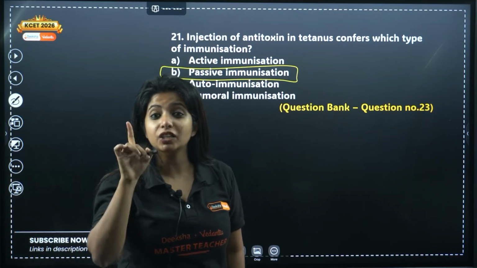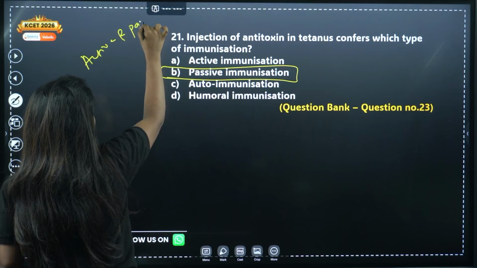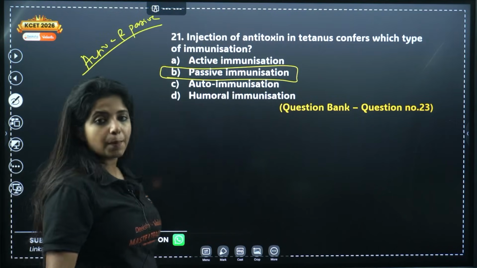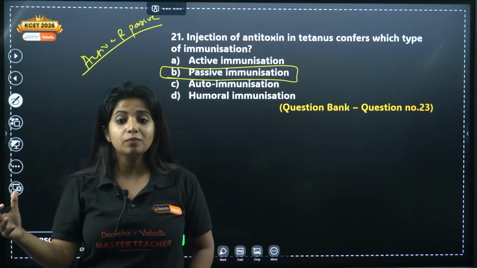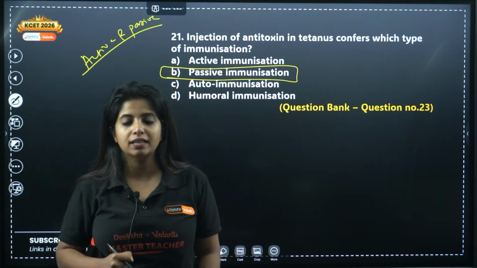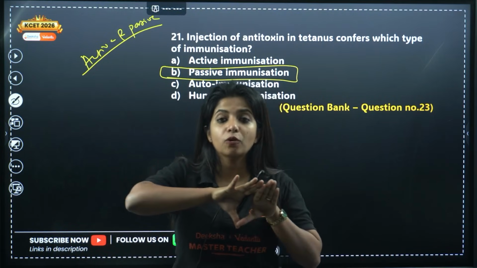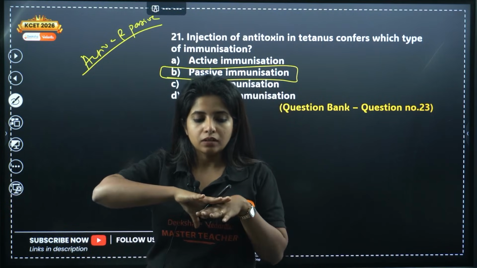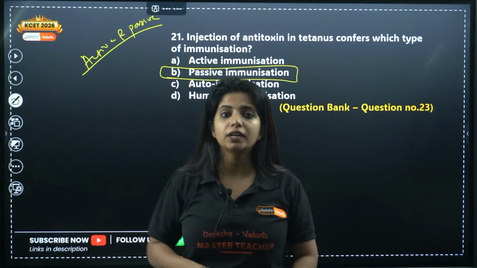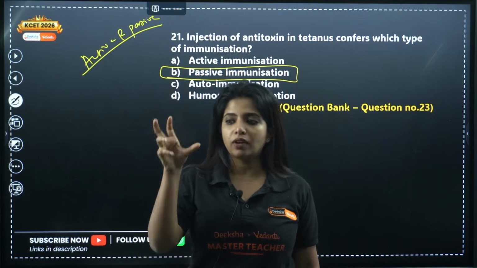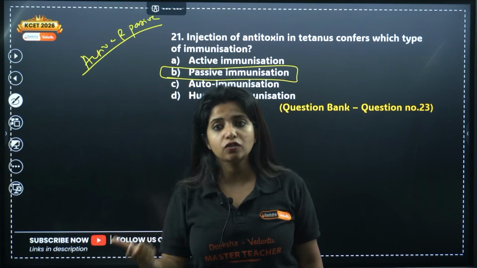You can be asked a question regarding the difference between active and passive immunity. Active means you are relying on your own body to release antibodies. Passive means you are giving ready-made antibodies. In the case of active, it is slow, but it will provide more immunity for a longer time period, whereas in passive immunity I'm just giving antibodies, so until the antibodies are there, I will be immunized. So it is temporary in the case of passive immunization.